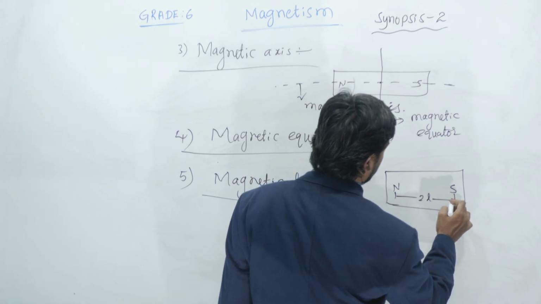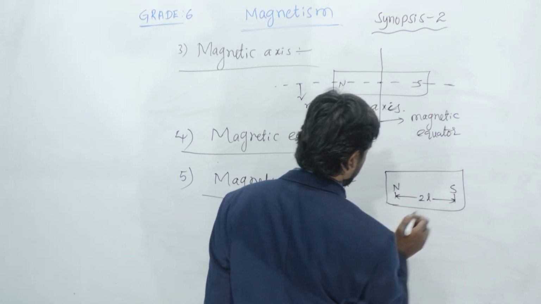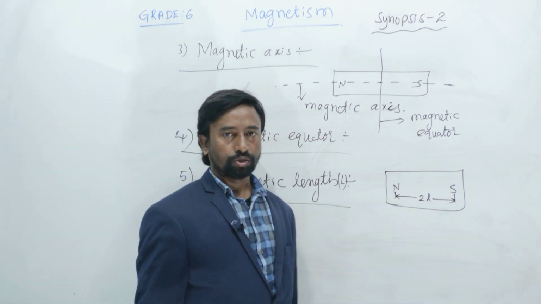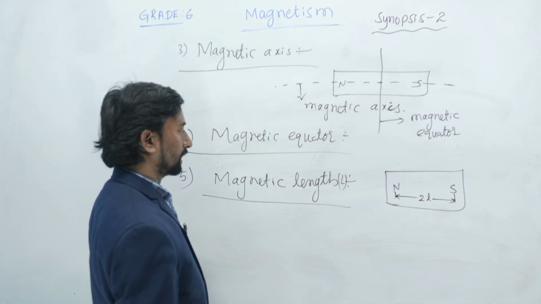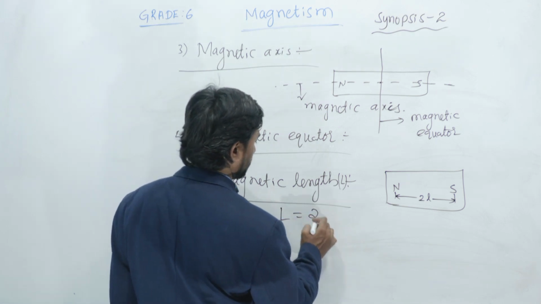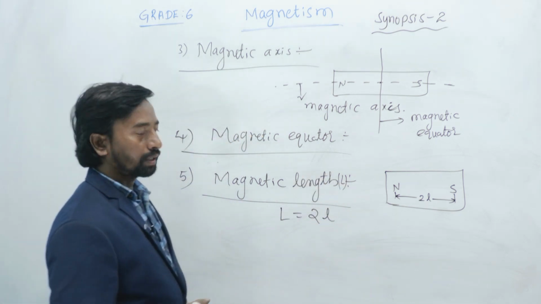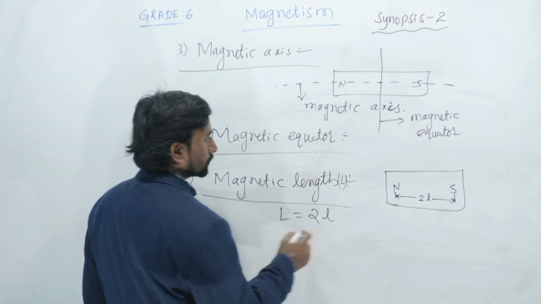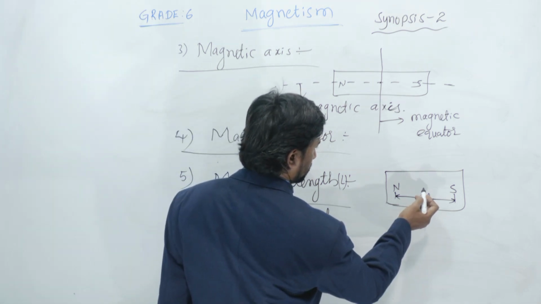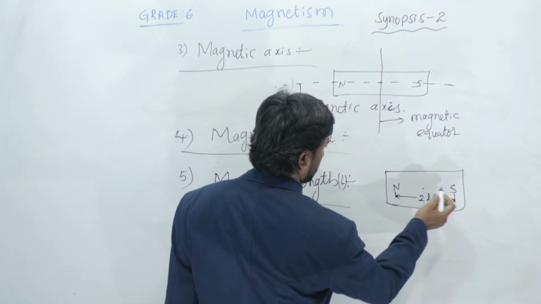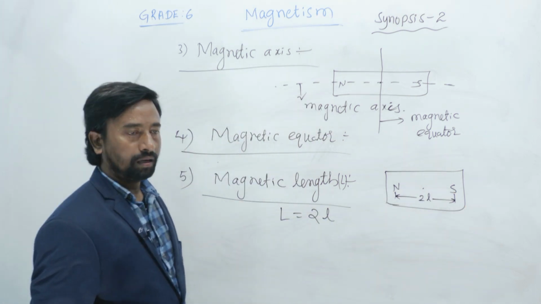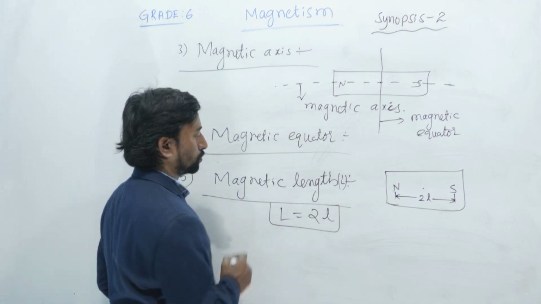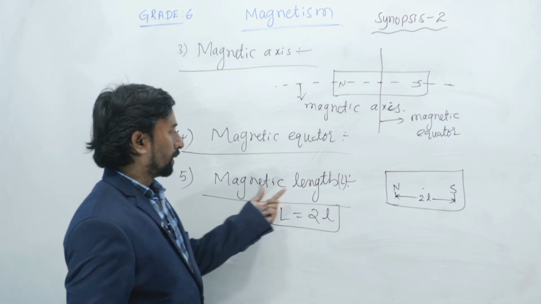that is called the magnetic length. The length between the north pole and south pole of a bar magnet is known as the magnetic length. So here capital L is equal to 2l, small 2l. Small l is nothing but the distance from the center of the magnet to the north pole, and from the center of the magnet to the south pole. That is l. And the length between the north pole and south pole is called the magnetic length.